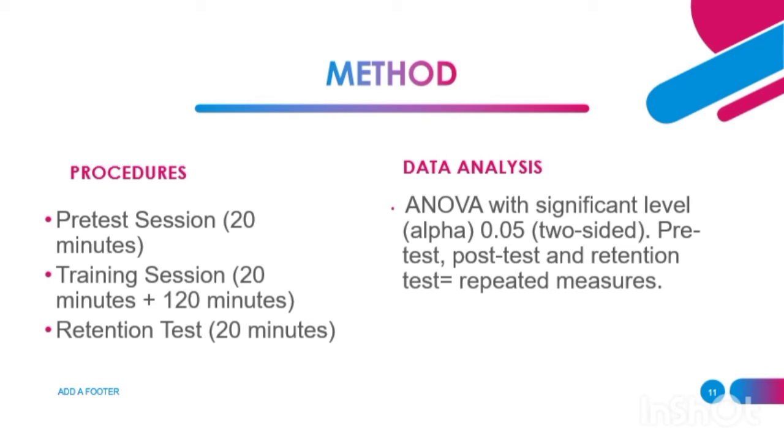After the data were gathered, we used data analysis. We use ANOVA with a significance level of alpha 0.05. Pre-test, post-test, and retention test become repeated measures.